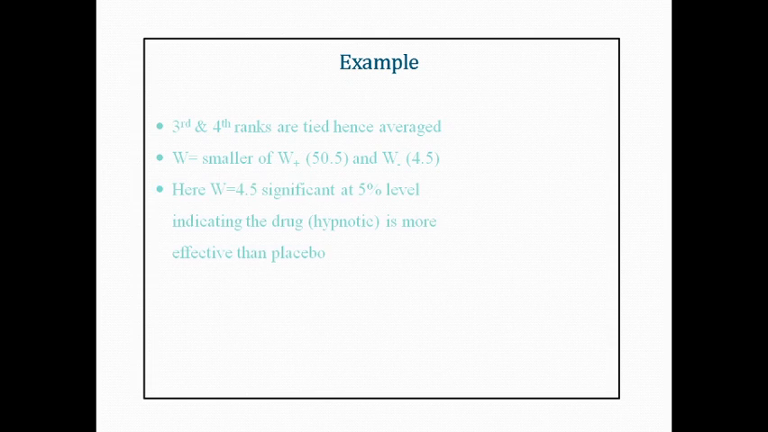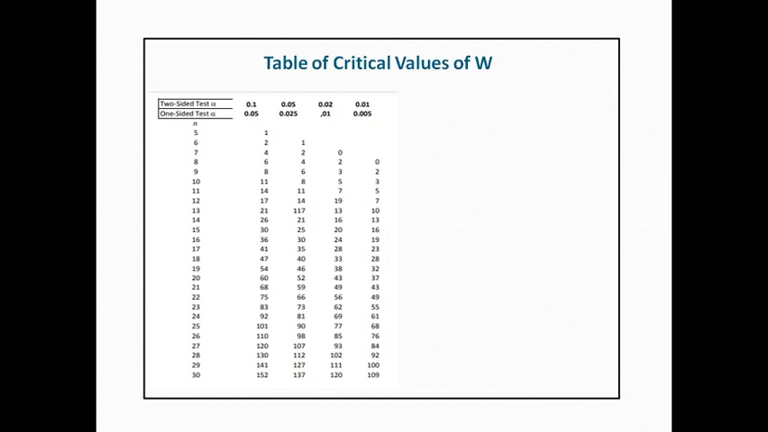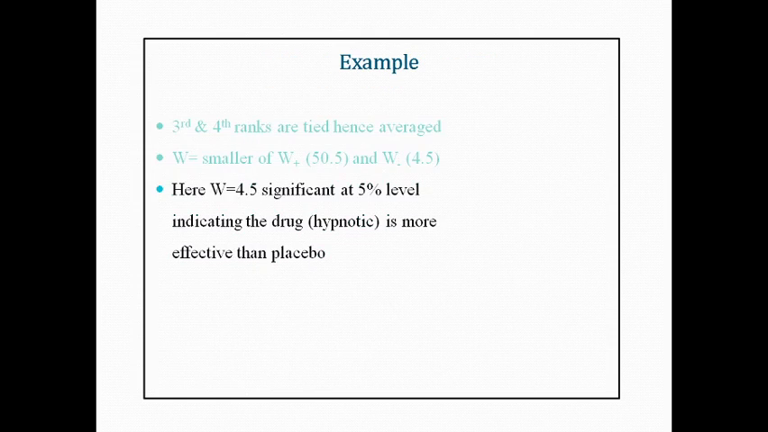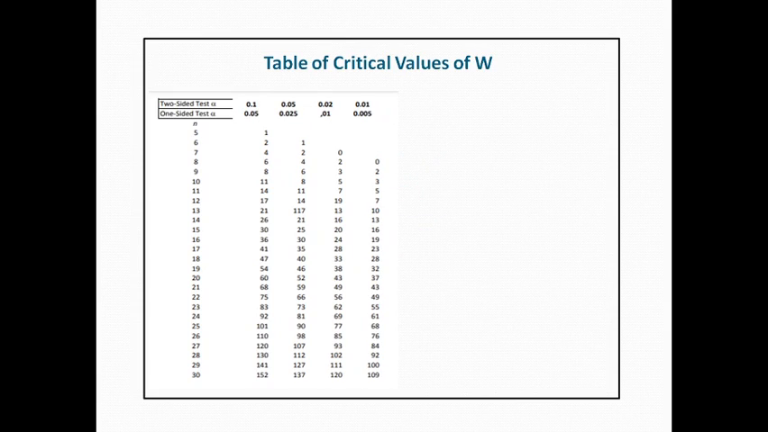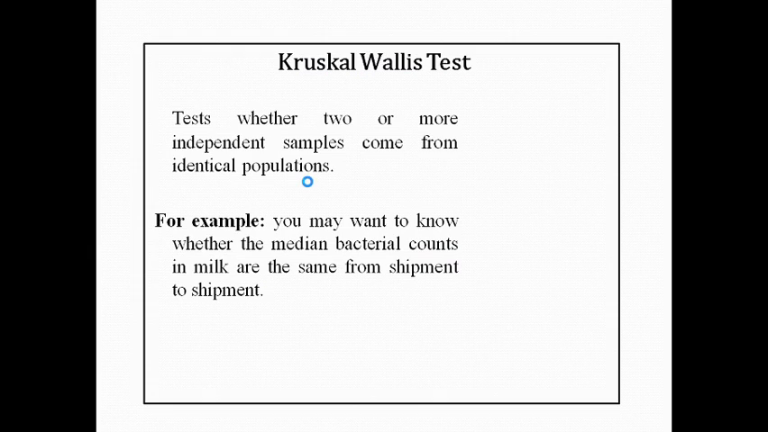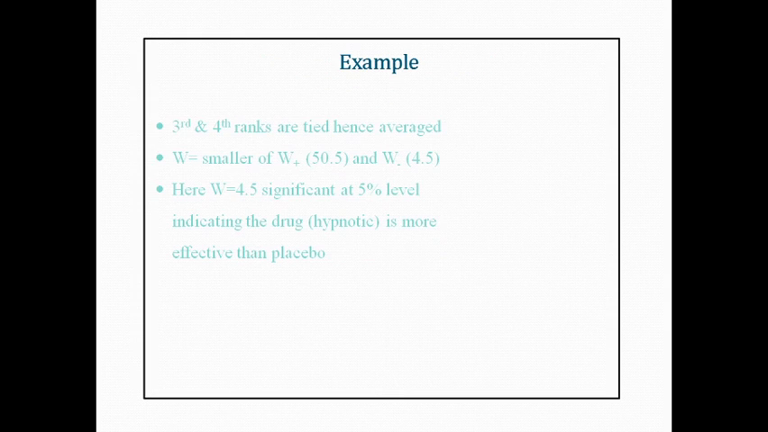So for n equal to 10 and alpha 0.05, two-sided, the table value is 8. So 8 is greater than 4.5. That means the calculated value is less than the table value. So therefore we reject the null hypothesis.